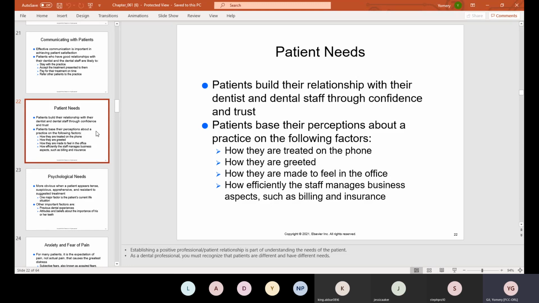How they are greeted. The front desk is basically the first impression of patients when they come in. How they are made to feel in the office, and how efficiently the staff manages business aspects such as billing and insurance. So if the patient calls or comes in and they have questions about bills, insurance claims and stuff like that, if they're able to get resolution fast, usually that tends to make them continue to go there and refer other people as well.